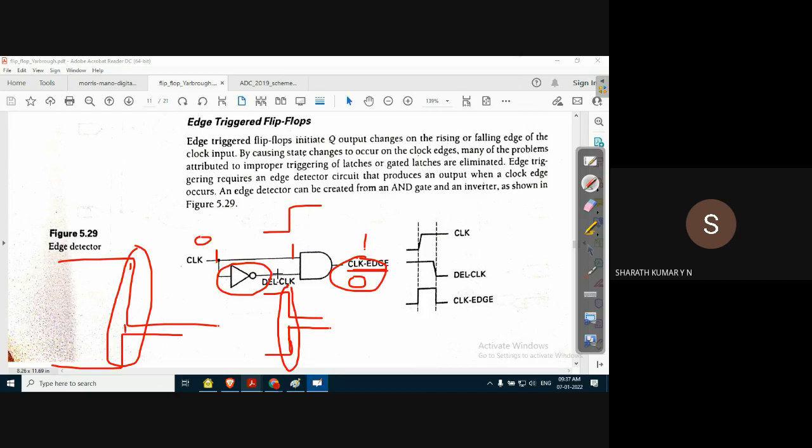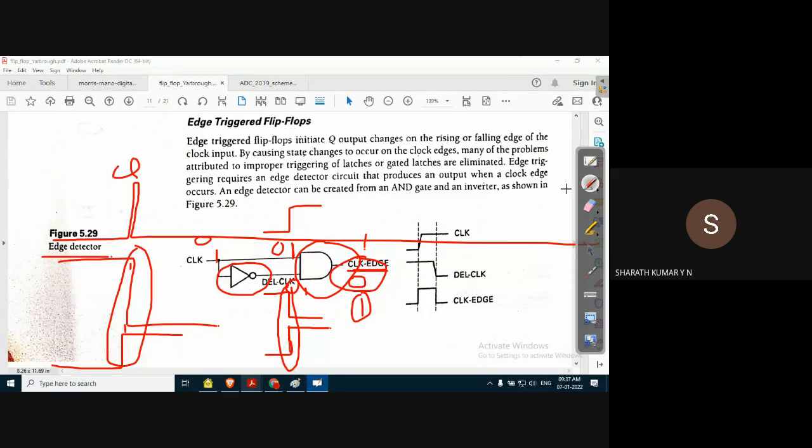Otherwise, if the circuit is not sensitive to these edges, output will never be equal to 1. Why? Because if the clock is 1, the other end is 0, and if the clock is 0, the other end is 1. The AND gate output will never become 1 if the circuit is not sensitive to edge. If the circuit is sensitive to edge, output is set to 1 only for a short duration. If you write the output for this waveform, output q should be 1 only for a short duration, otherwise 0. That's why it is called an edge detector.